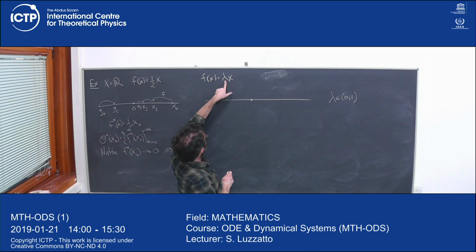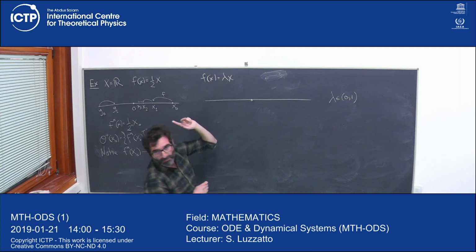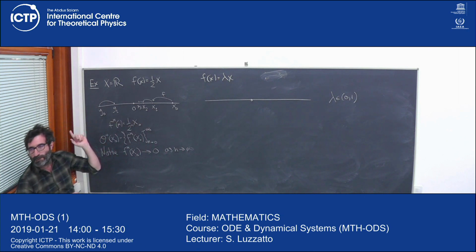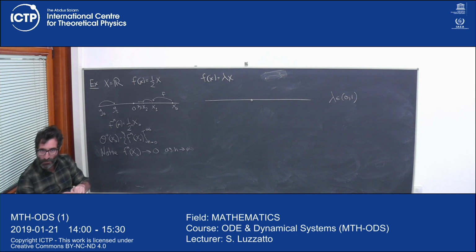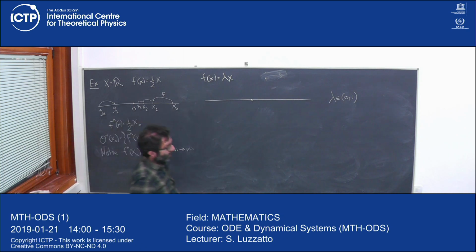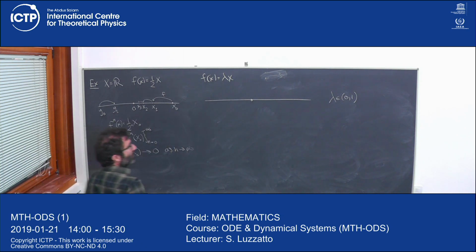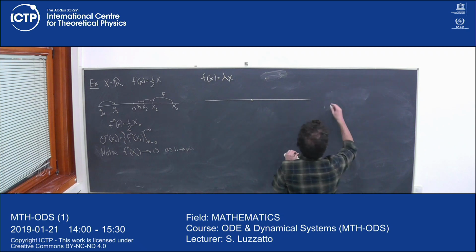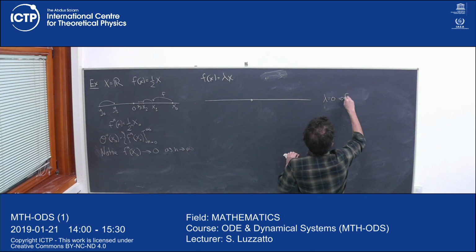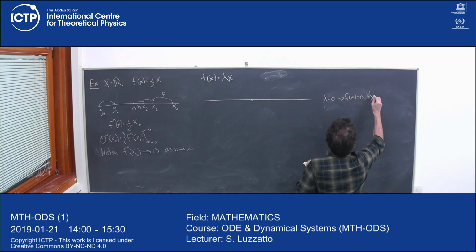When lambda is 0, what happens? Everything maps to 0. That is still a dynamical system, still a map from R to R. Everything maps to 0, and 0 maps to 0 itself. So 0 is a fixed point, and then everything maps to 0. This brings me to make another definition, which I did not make before. Lambda equals 0 implies f of x equals 0 for all x.